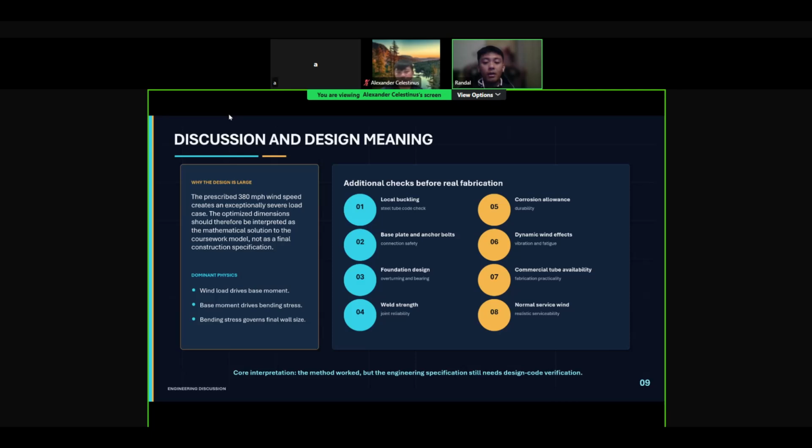Although the optimized design satisfies all constraints in the mathematical model, it should not be treated directly as the final construction design. In real engineering applications, additional checks are still required. They include local buckling, base plate design, anchor bolt design, weld strength, foundation design, corrosion allowance, and last, dynamic wind effect.